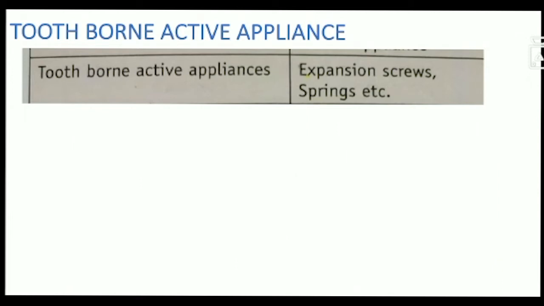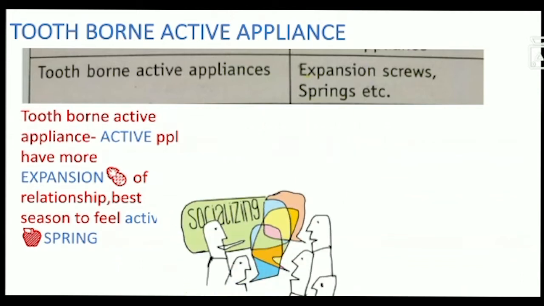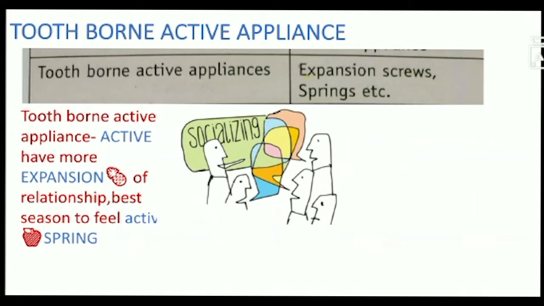So, how are you going to remember this? Tooth-borne active appliance. Active people have more expansion of relationships. Obviously, if you're active, you'll have more movements in life. You'll go from one place to another, visit friends and all. Obviously you're having a very active life. You can see in the picture the guy is socializing. More socializing, more people, more expansion when you're active.